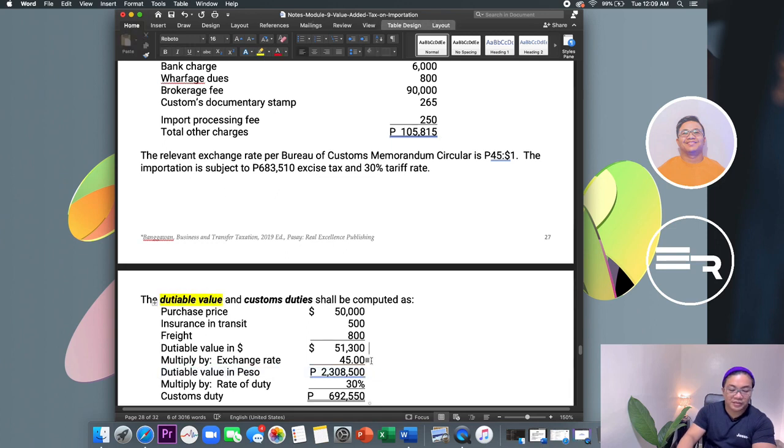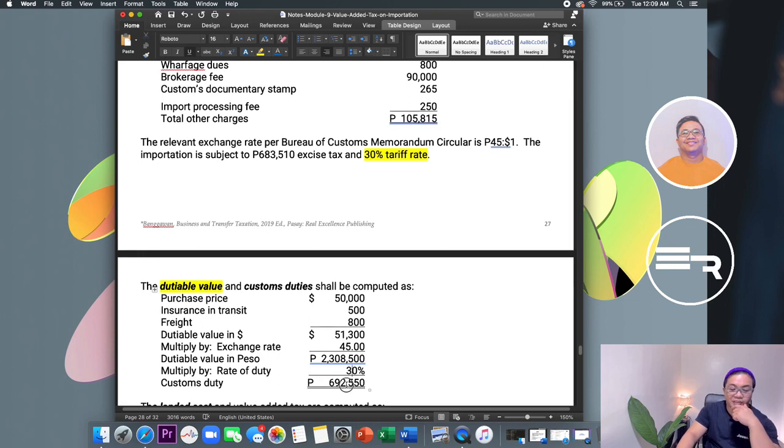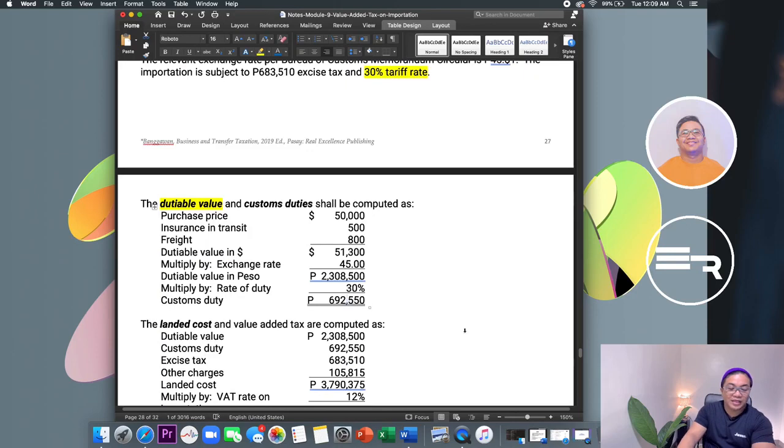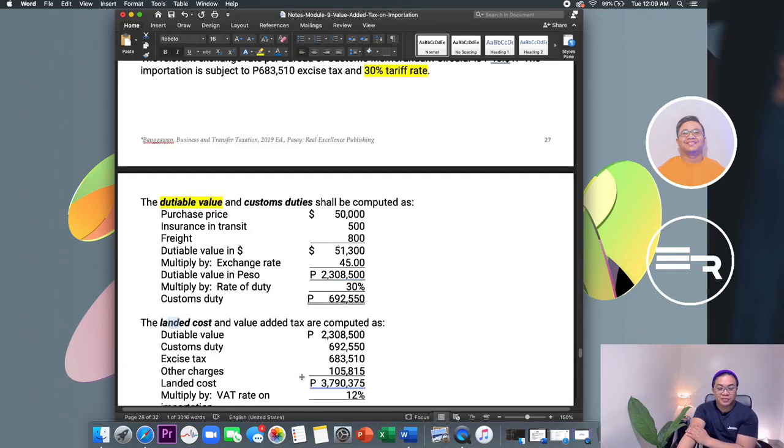Ayan. So, multiply mo ng rate of duty, magkano daw yung tarifa? Ayan. Nakalagay din siya, or tariff rate, or rate of duty. Kumbaga, ayan, customs duty. Times 30%. Ito yung customs duty niya. Ngayon, pag sinabing landed cost, magkano yung total landed cost? Okay? Ina-add natin yung customs duty dito sa dutiable in peso.